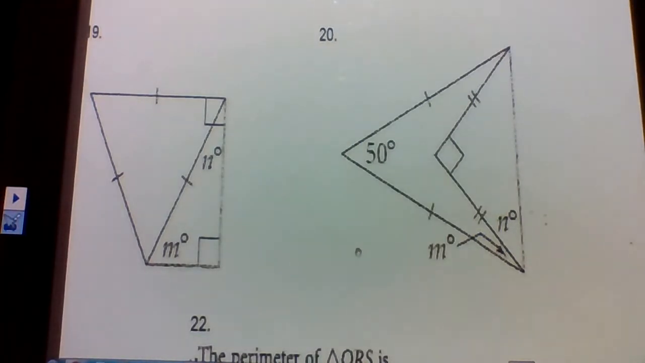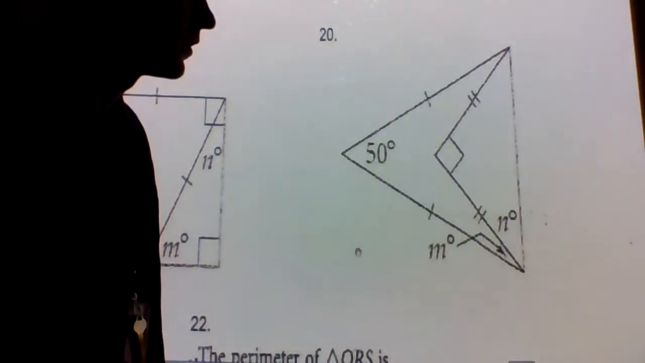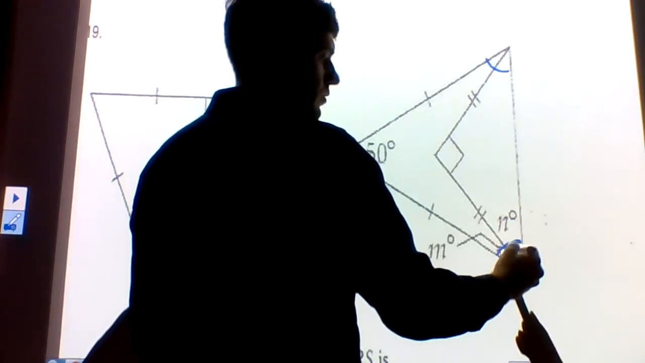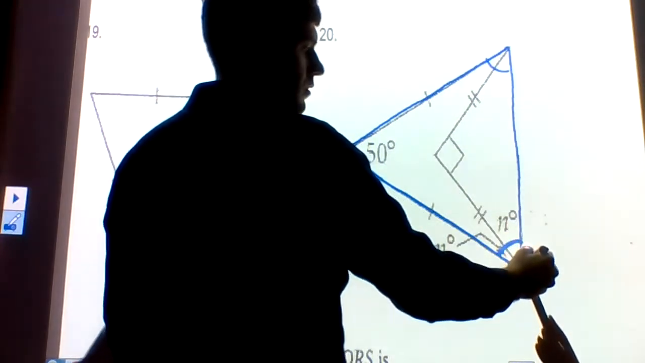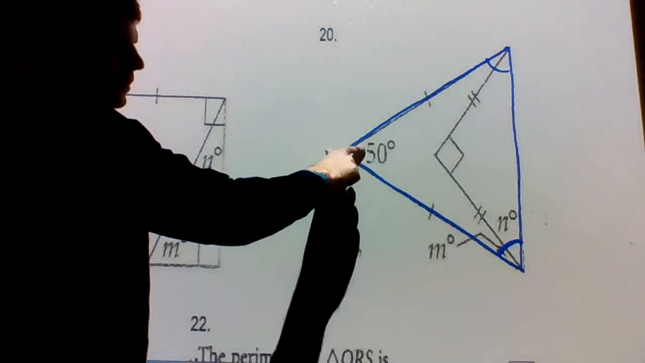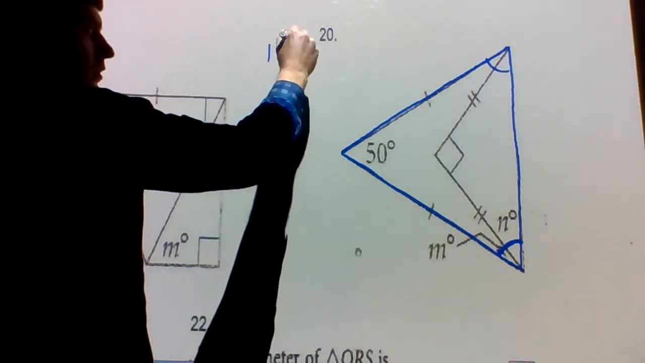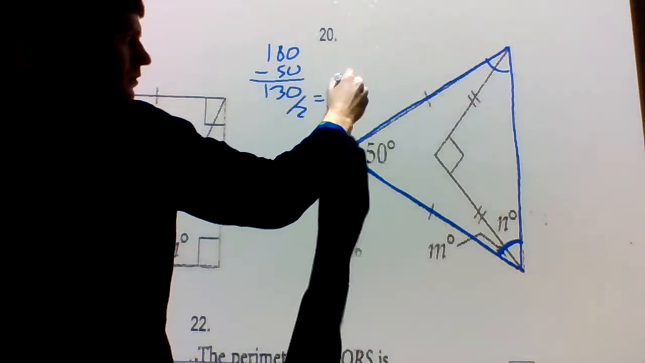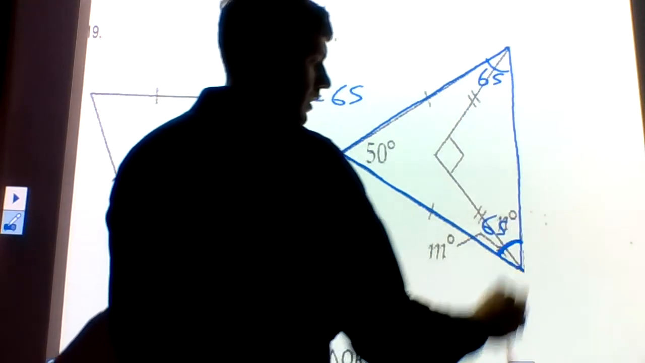Okay, we have two sets of isosceles triangles here. So we know the big one here. Okay, so let's do that one first. Let's look at the big triangle first. Okay. So we know this is 50, and it's isosceles, so these angles are congruent. So if we do 180 minus 50, we get 130. Okay, we divide by 2, we get 65. So the big angles here are 65 and 65.